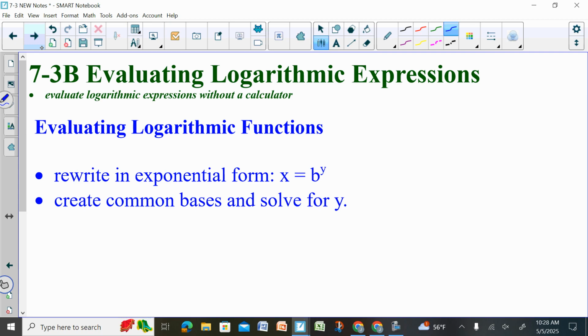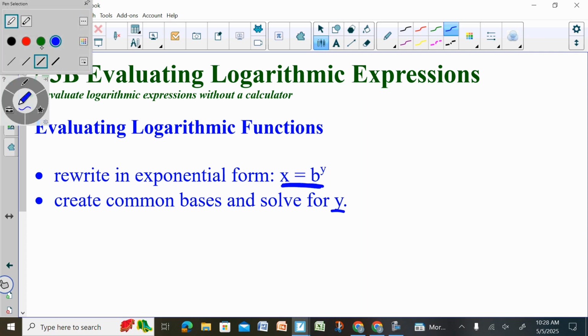So we're going to talk about evaluating. So I know in the very beginning here I have evaluating. I tell you to just rewrite it as an exponential form and make an equation. So you're going to be given logarithmic form, and I'm telling you, you can just change it to this form and then just solve for y. You won't have the y value. The y value will be missing.